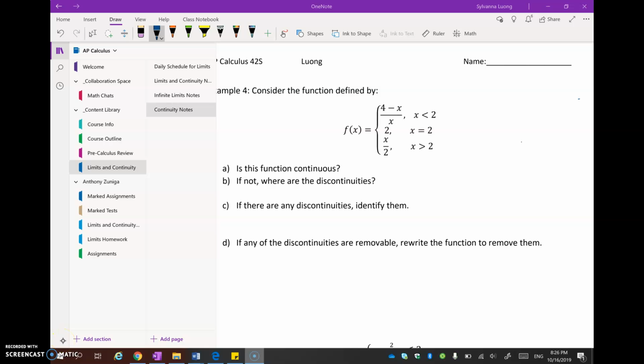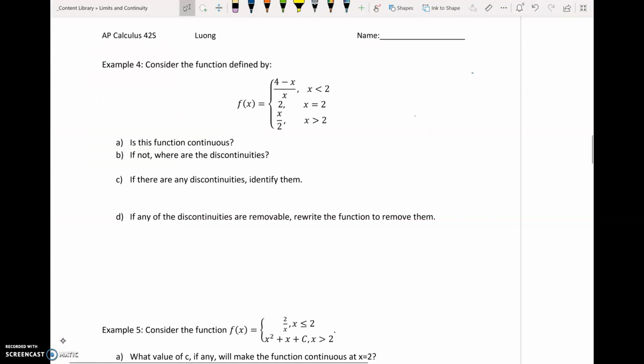Okay, so for this last video, we're going to do example 4 and 5. For this example, we're going to draw the picture first. We could also determine if it's continuous or not, or if there are discontinuities, if we did those 3 rules that have to be satisfied. That's more work. I think drawing it will be quicker.